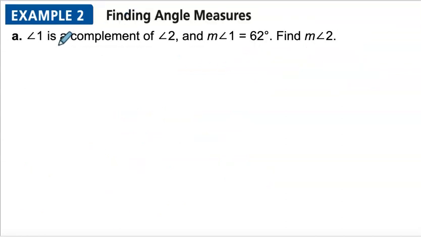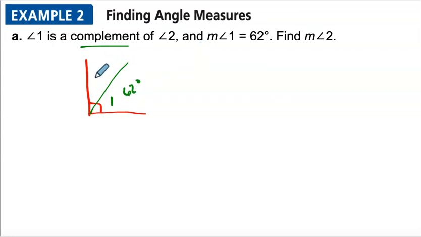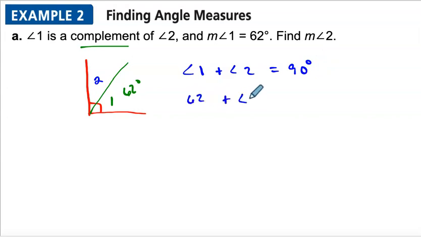All right, example 2. It says angle 1 is a complement of angle 2, and find the measure of angle 2. The measure of angle 1 is 62 degrees. The measure of angle 2 is what we're going to figure out. If this is a right angle, because it's saying complementary, then somewhere in here is angle 1. I'm just estimating about 62 degrees in here. And this angle here, we'll call angle 2. Angle 2 is the complement of angle 1. So how do I find it? Well, I know that angle 1 plus angle 2 are going to equal 90 degrees. Angle 1 is 62 degrees.